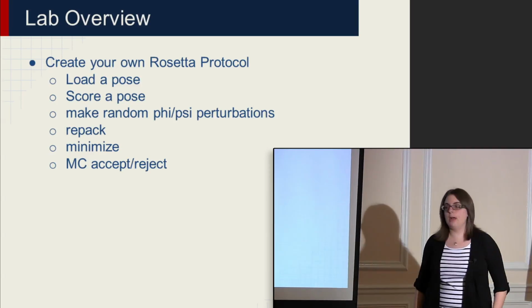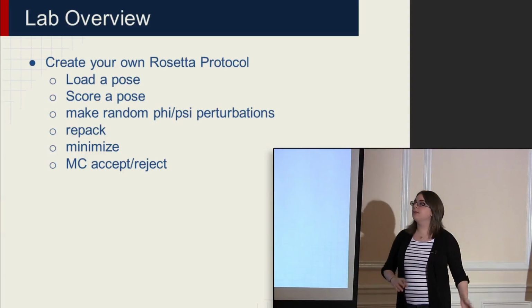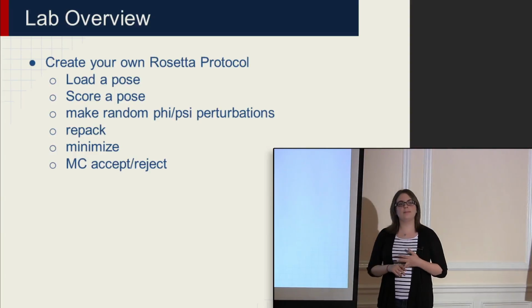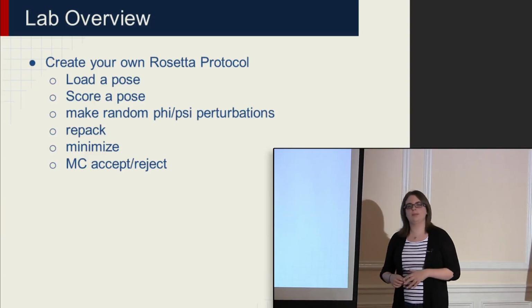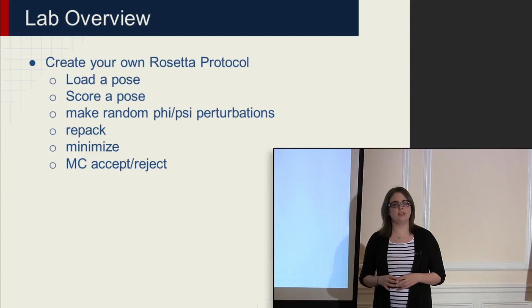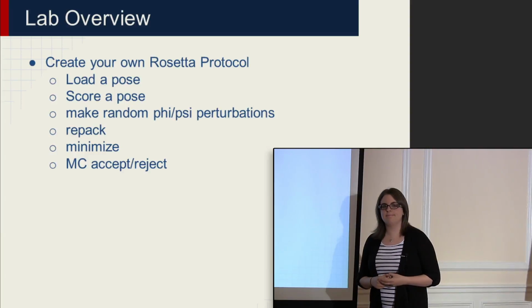Cool, so now we're going to do a lab. This will be your first lab interacting directly with Rosetta. You'll load in a pose, score a pose, try to make random phi-psi perturbations, repack, minimize, and then interact with the Monte Carlo object. And yeah, that's it. So are there any questions? No? Okay.